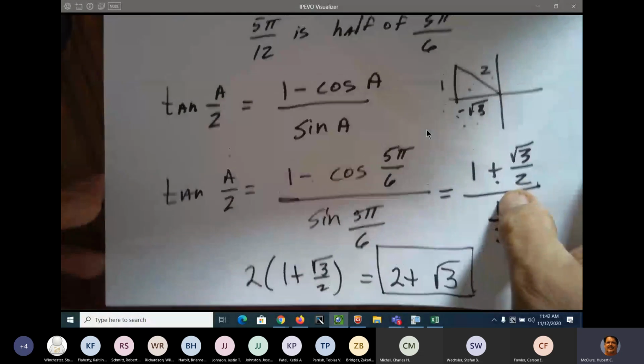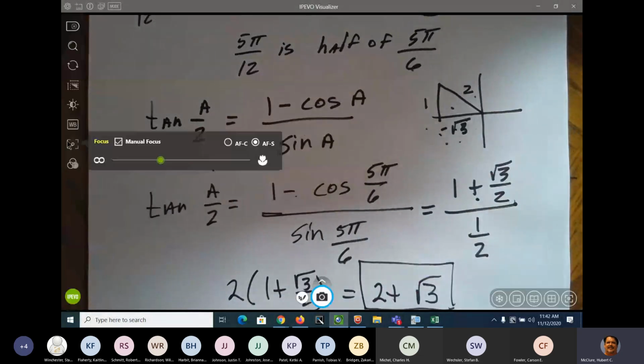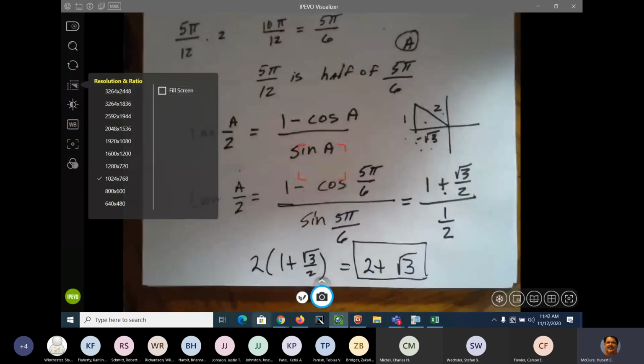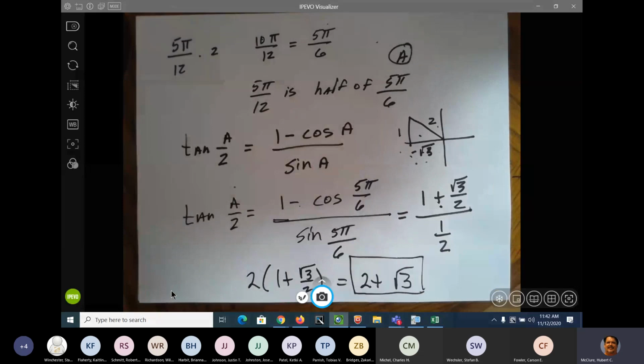Why isn't it picking up everything? Is the resolution right on this thing? Hold on a second. No, somehow it messed up. There, that's a whole lot better. I was wondering why I couldn't get everything to show up. I must have turned it off and on. There you go.